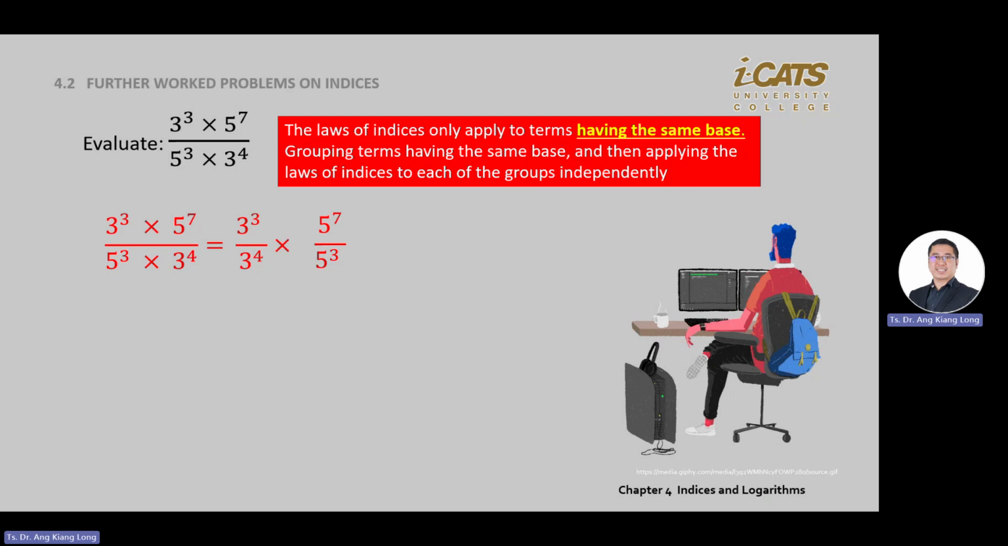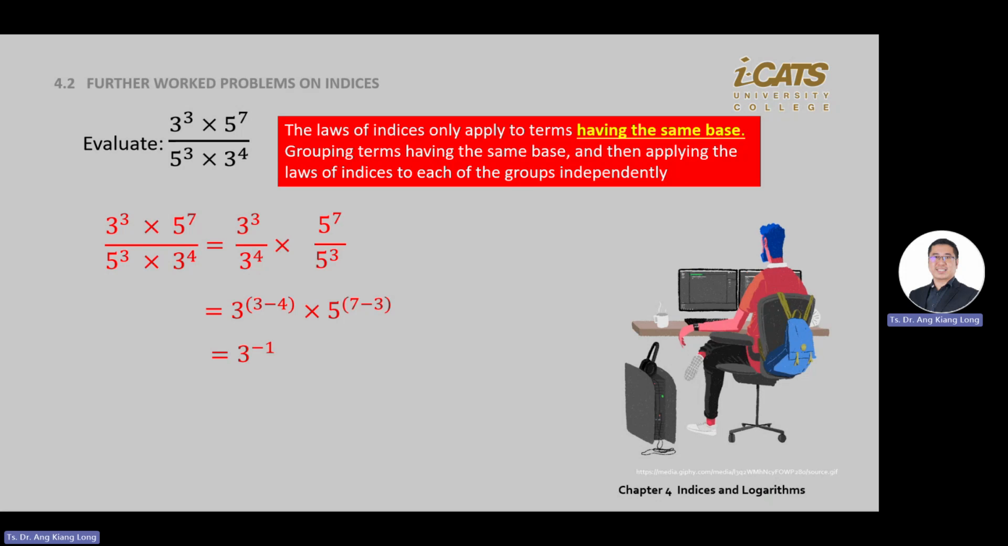Right. So here you can do already 3 power 3 divided by 3 power 4 is 3 power minus 1, and the second one is 5 power 4. So for this module, for this subject, you need to show me the steps, because it's chapter 4. We work on indexes. So you need to show me the skill in law of indexes. Then you put them together and you calculate the value.